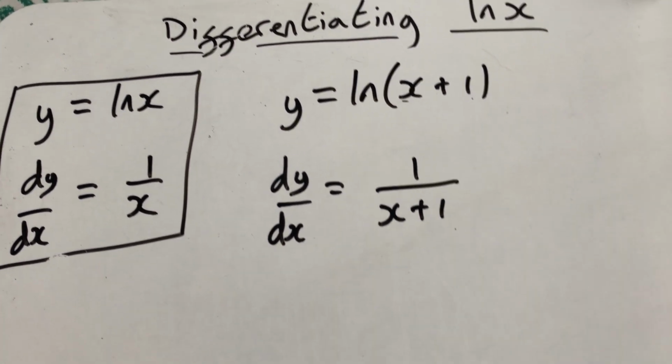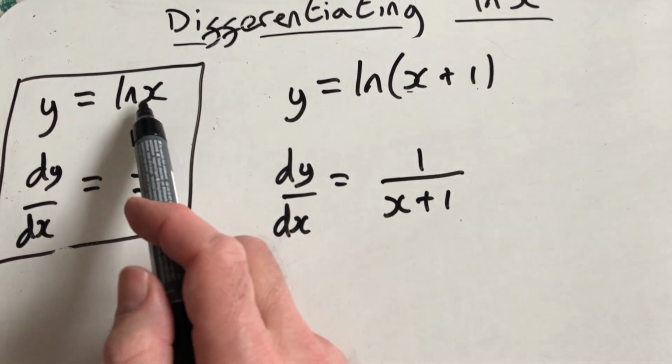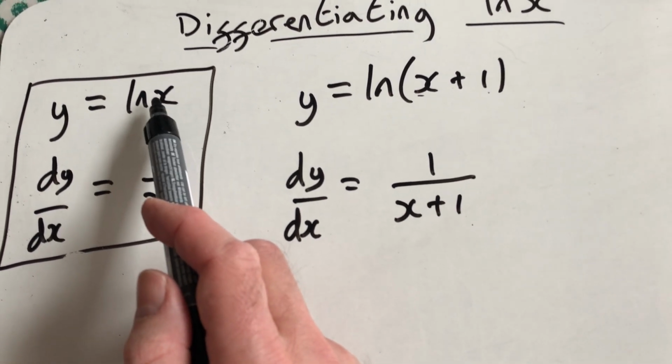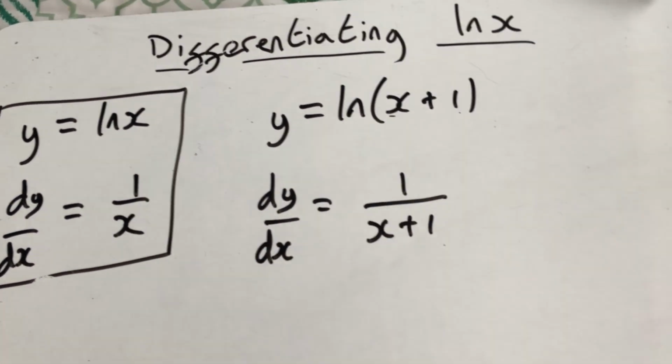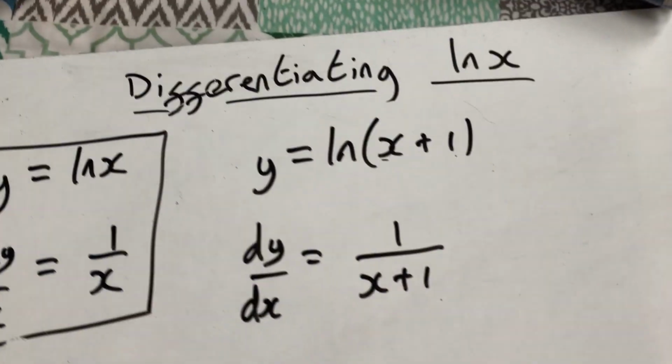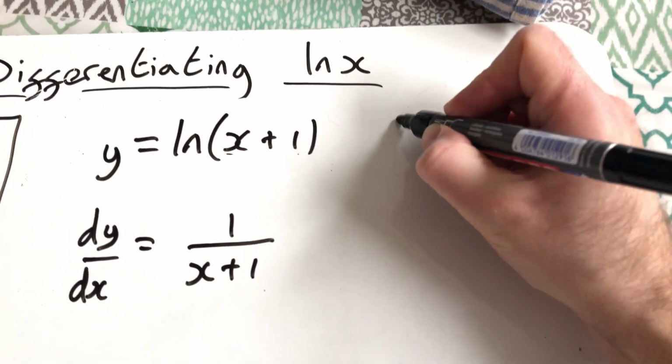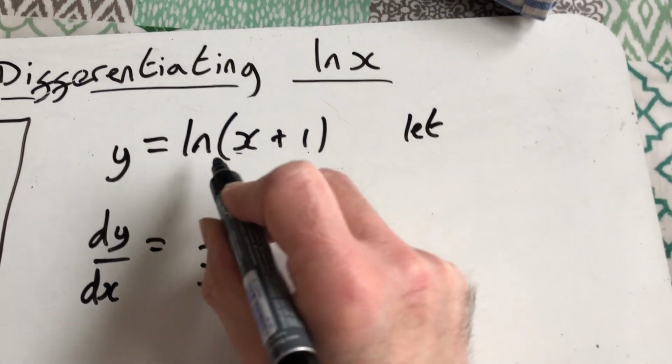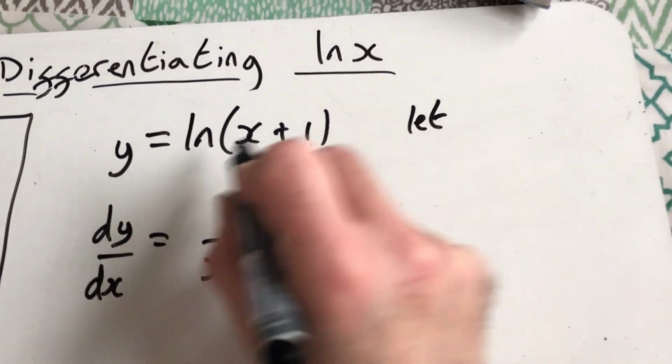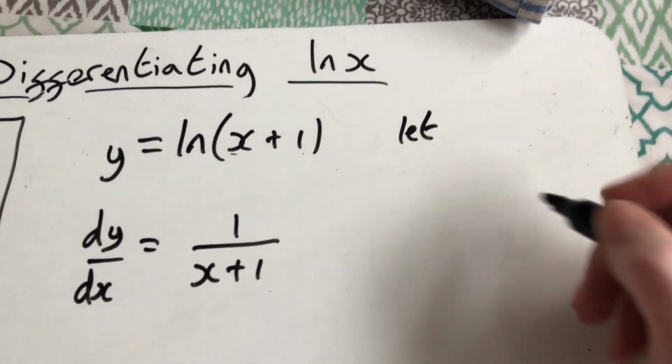But what if you say, well, look, I'm not happy with that. I'm happy with this, differentiate natural log of x to get that, but I'm not happy with this. Well, let's just try and explain why that is. I'm not happy with differentiating natural log of x plus 1 because you've changed the brackets now. You've changed it from x to x plus 1.